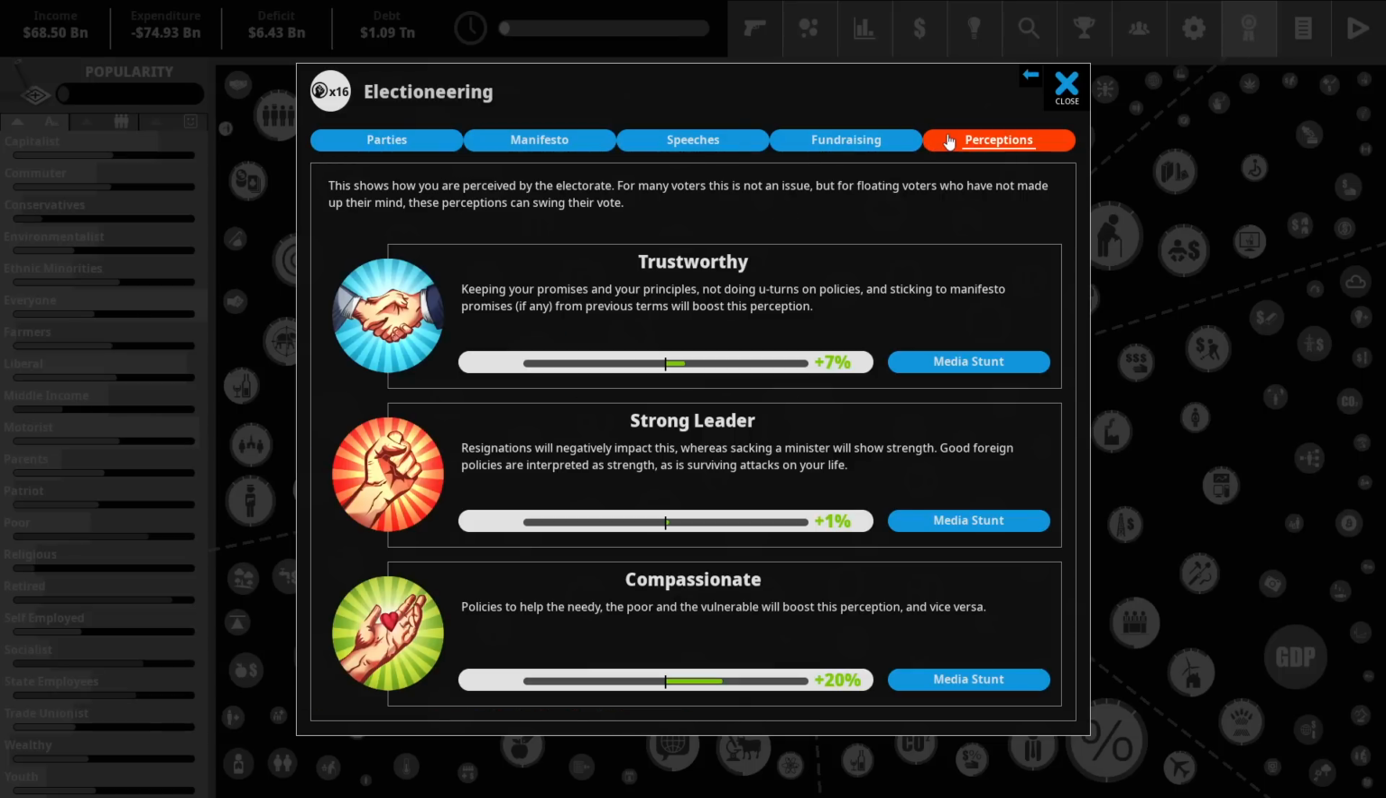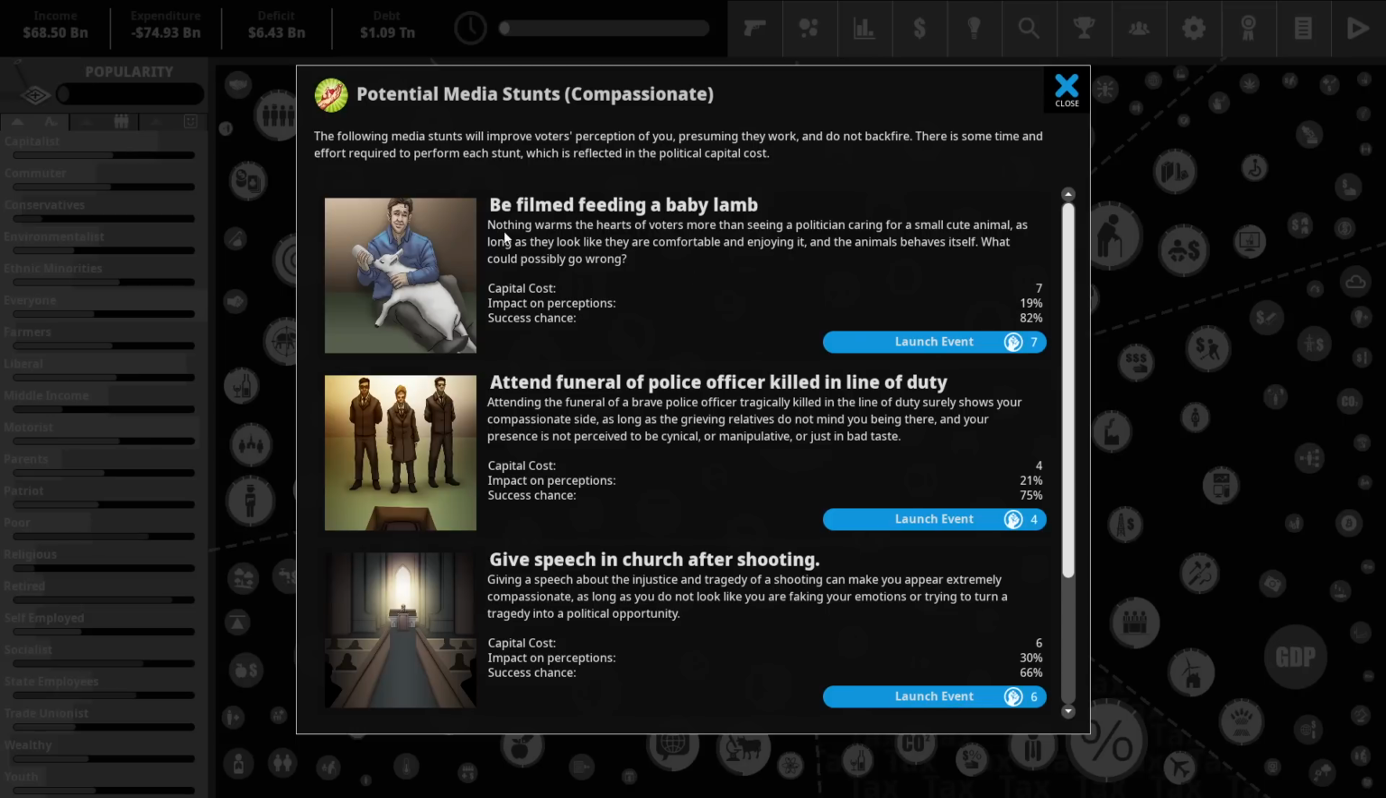And there's this perception of us in terms of where we are. And look at this. We are perceived as being compassionate because we helped save the whales. So that helped us in our potential future election. We can do more media stunts over here. You know, be filmed feeding a baby lamb. So it'll cost us some political capital to arrange. Chance of success, impact on perception.